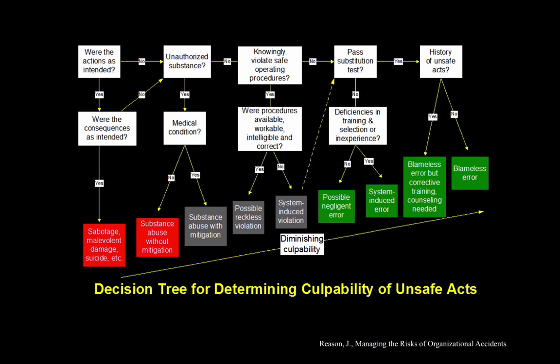So this is a decision tree that can be used for determining culpability. Remember, a blame-free culture doesn't mean a scot-free culture, meaning people cannot get away with wrongdoing if they are found to be culpable. So that is where James Reason's model is really helpful for organizations to understand.